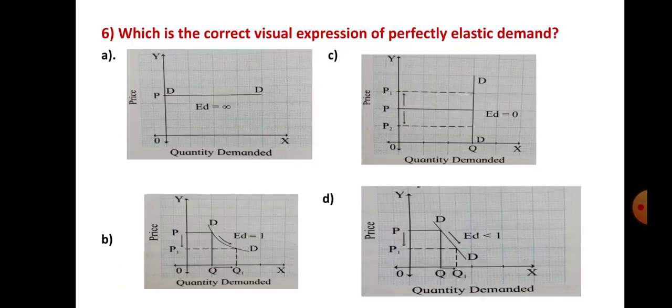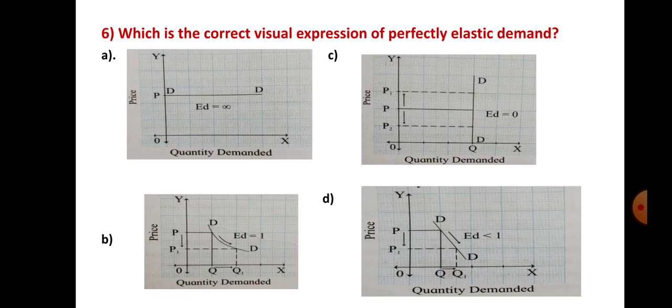Now let us see next example, which is the correct visual expression of perfectly elastic demand. Here they given 4 visual expressions, and you have to choose any one option. In option A, at given price OP quantity demanded goes on rising infinitely, and here numeric coefficient is ED is equal to infinite sign. In B option at price OP quantity demanded is OQ. When price falls from OP to OP1, quantity demanded rises from OQ to OQ1. So here ED is equal to 1.